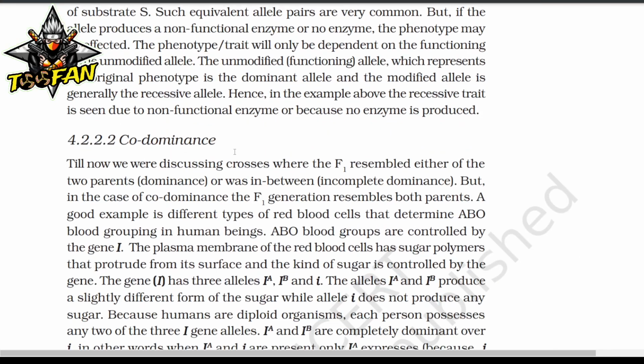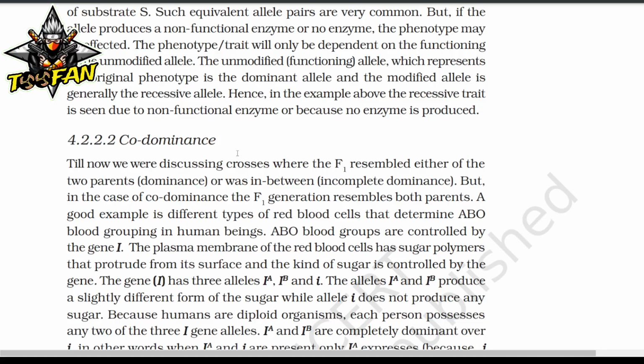Codominance. Till now, we were discussing crosses where the F1 resembles either of the two parents or was in between, but in the case of codominance, the F1 generation resembles both parents. A good example is the different types of red blood cells that determine ABO blood grouping in human beings. ABO blood groups are controlled by the gene I. The plasma membrane of the red blood cells has sugar polymers that protrude from its surface, and the kind of sugar is controlled by the gene.